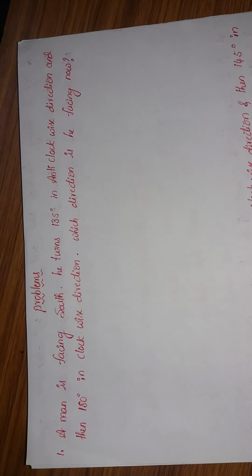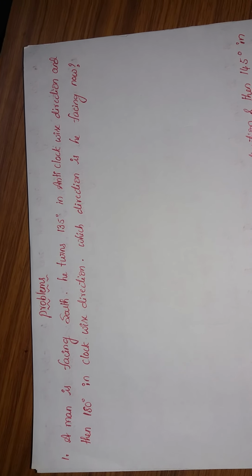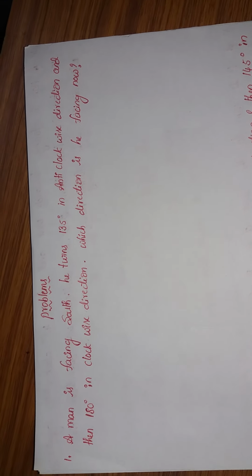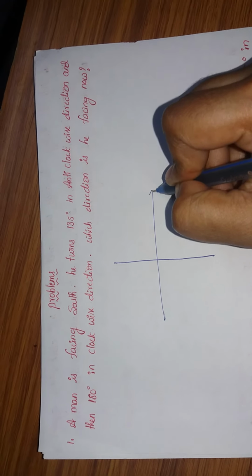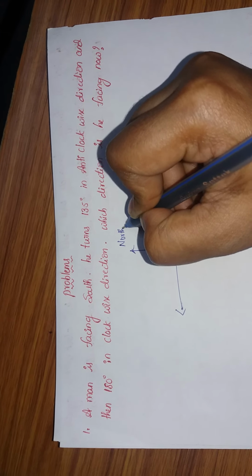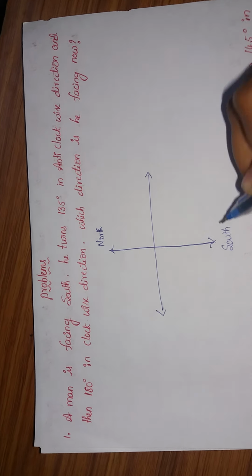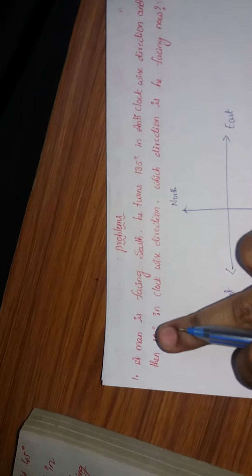Let's see a problem. A man is facing south. He turns 135 degrees in anti-clockwise direction and then 180 degrees in the clockwise direction. Which direction is he facing now? Before going to solve this problem, we have to draw the directions diagram. That is north, south, east, west.